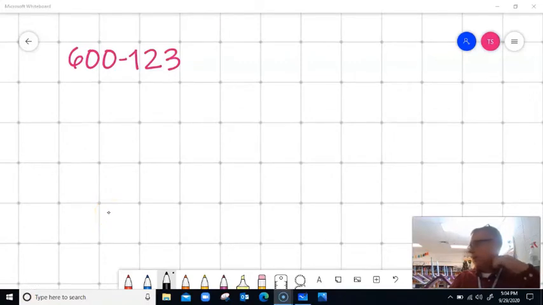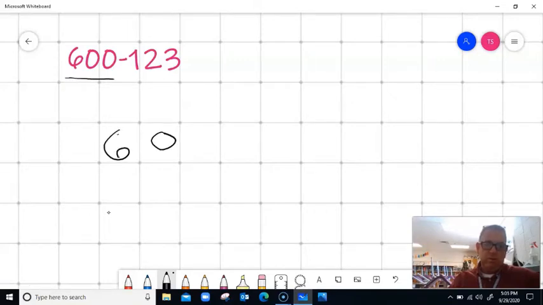Okay, we're going to do the subtraction problem right here. It's 600 minus 123. So whenever we do subtraction, we take the first number. That's going to be the number that goes on top. It's a larger number. So 600. And when I write my digits, I put them all inside the squares, minus 123.